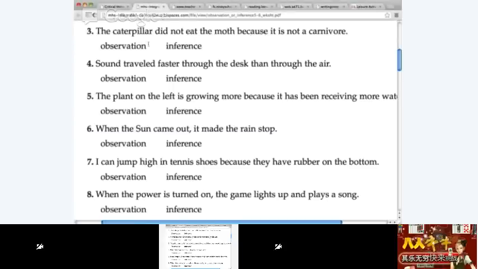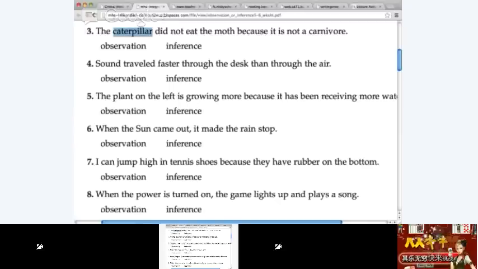So I think that based on the known facts, it would be an observation. Do you think that is an inference? I think it's like in the middle. I think this one can go either way because I don't know the science behind it. Caterpillars aren't carnivores. Carnivores are things that eat meat, like us. We're carnivores. I'm not sure about the eating patterns of caterpillars, though.